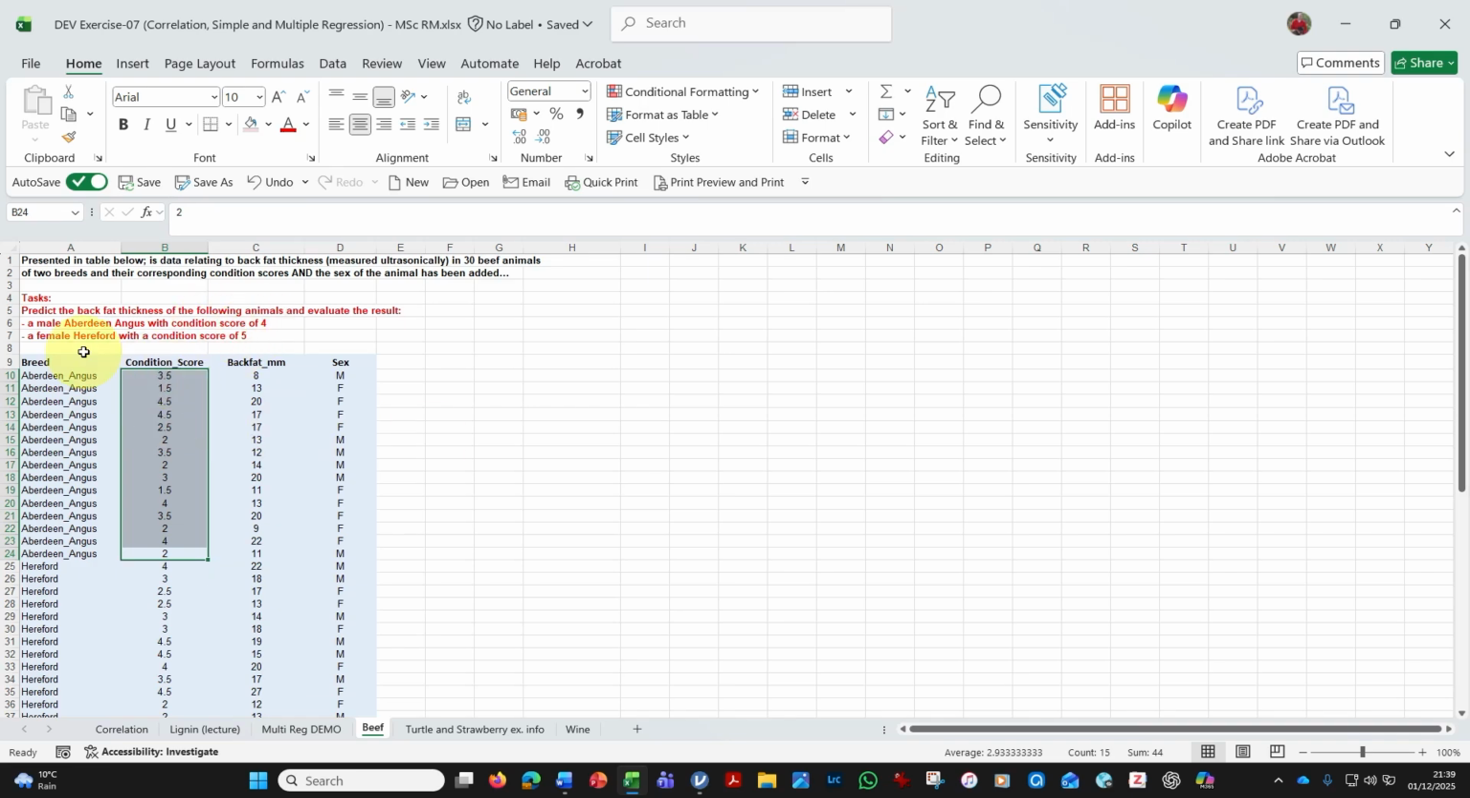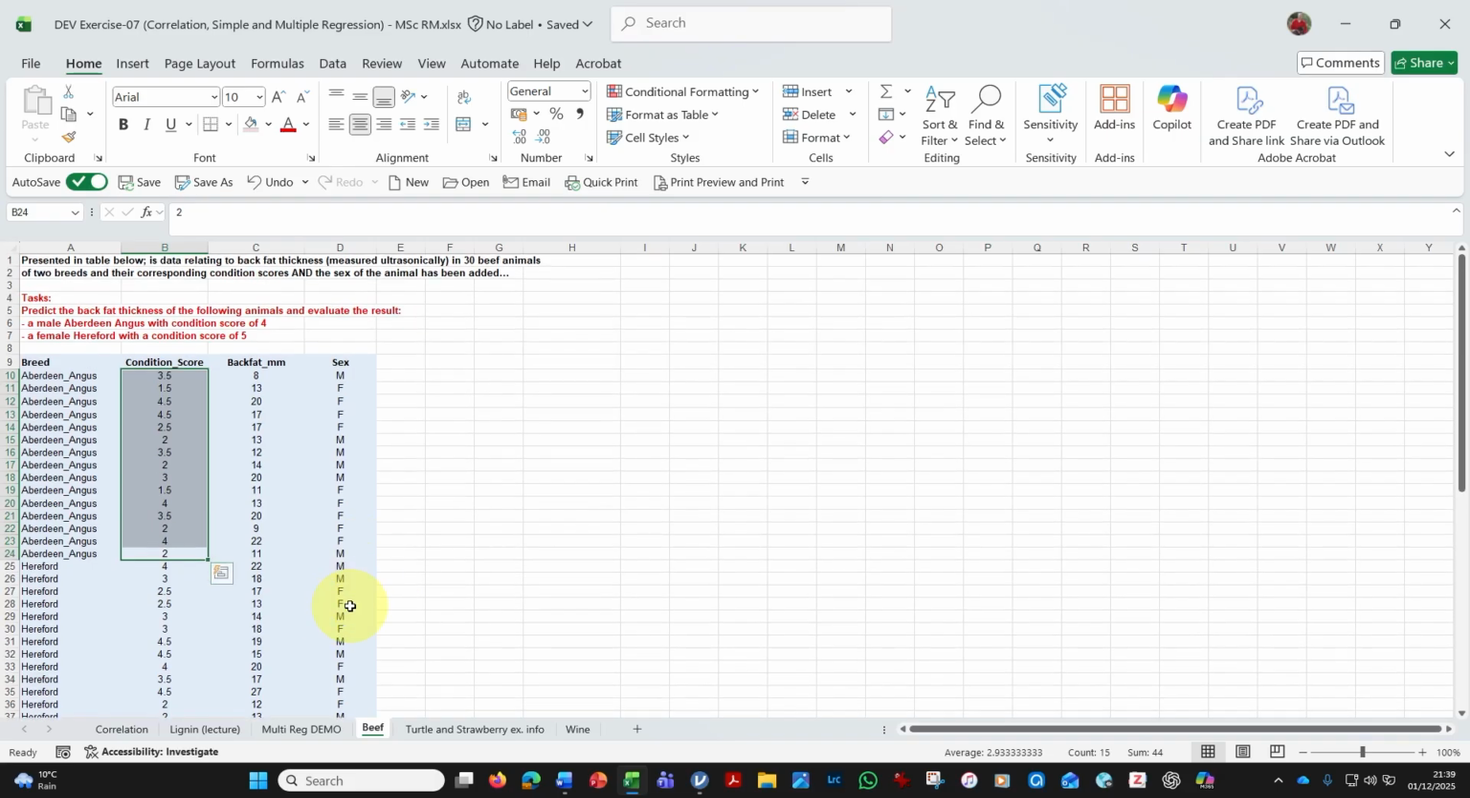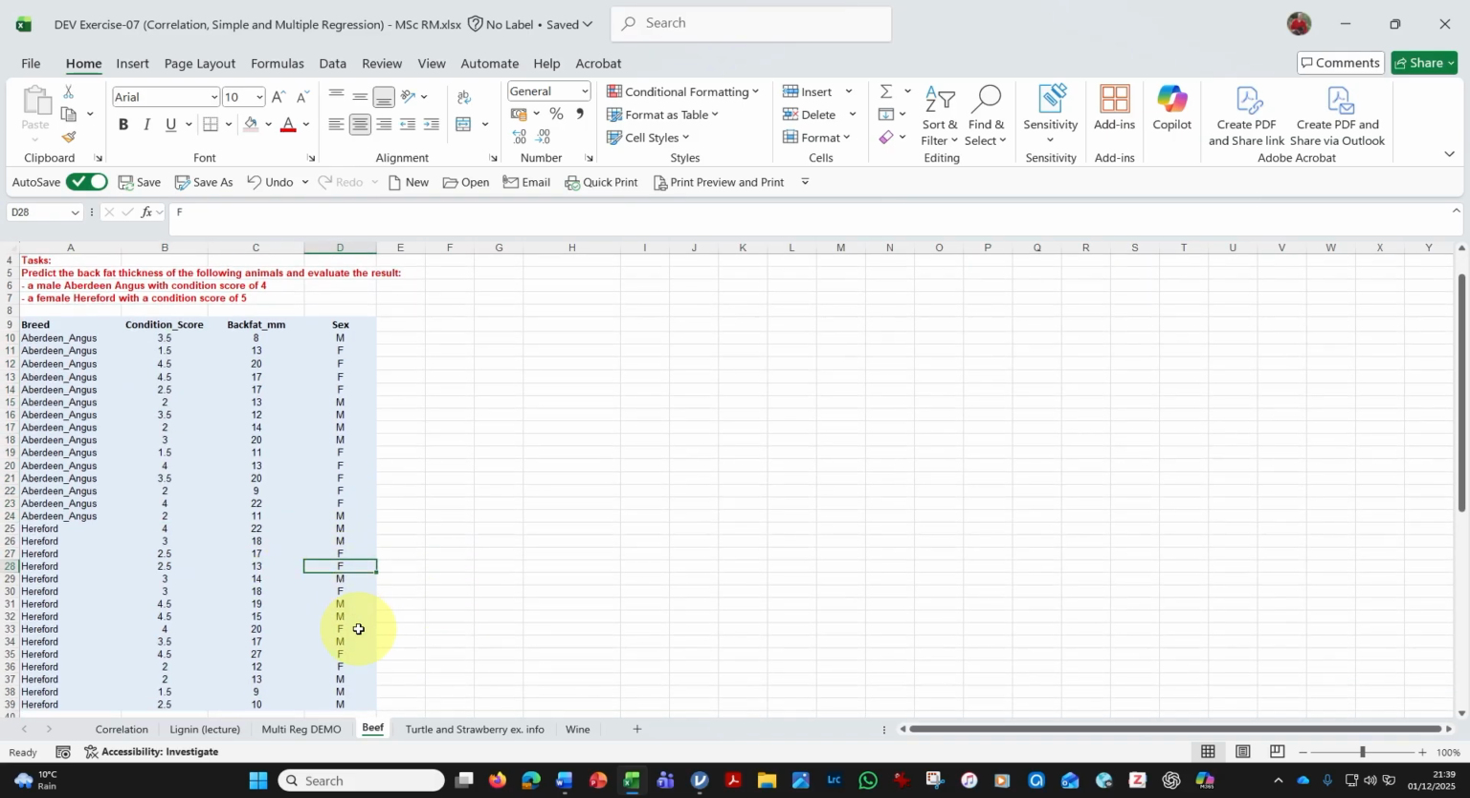But let's have a look at the female. Yes, so we've got Herefords here. We've got female Herefords in the data sets, so that's valid. Condition score of 5. Well, here the Herefords, the lowest is 1.5, but the highest is only 4.5. 5 is actually the maximum condition score on a general rating. But we don't have any in the data set. We don't have anything that far.